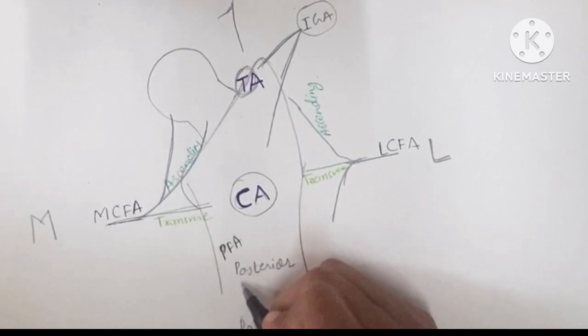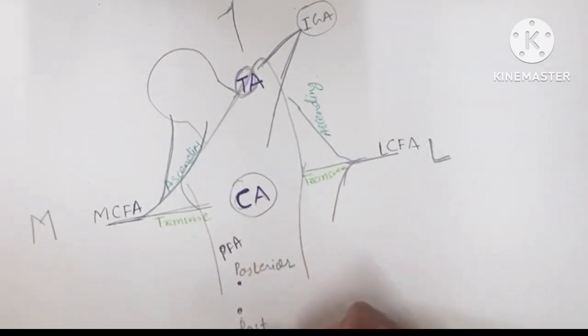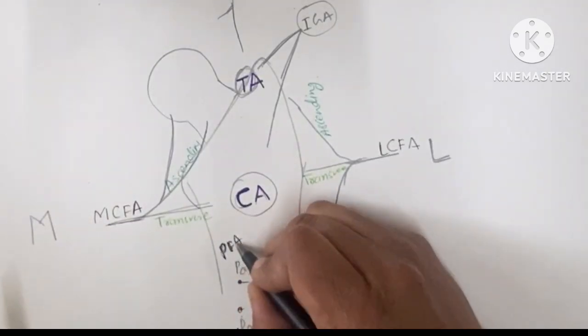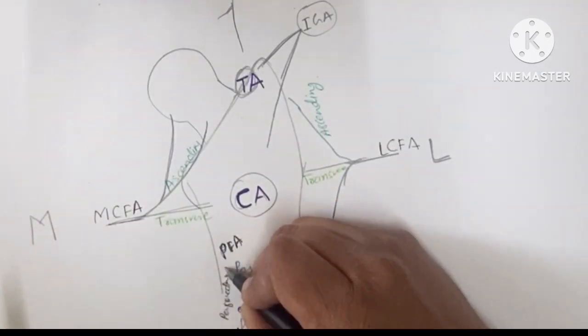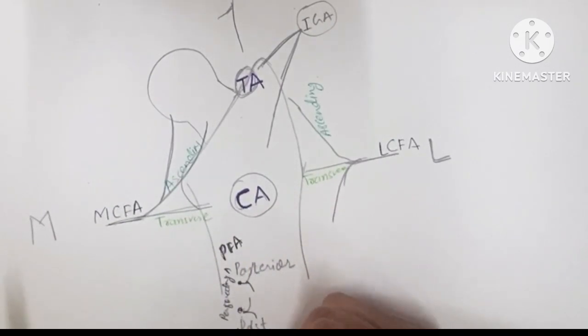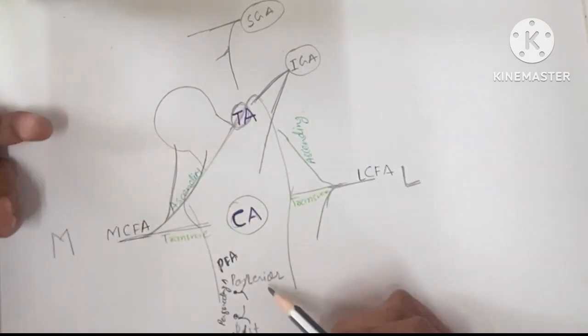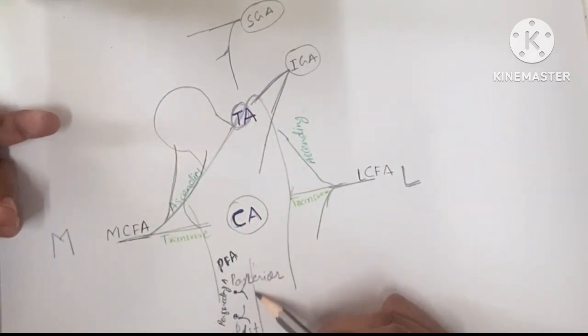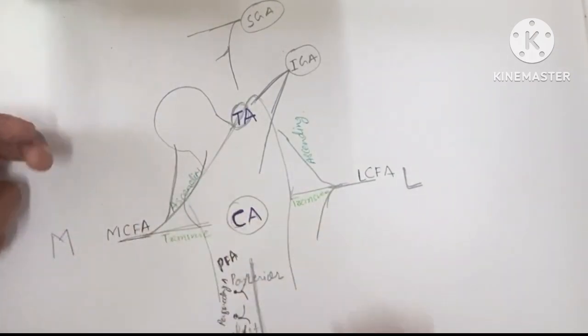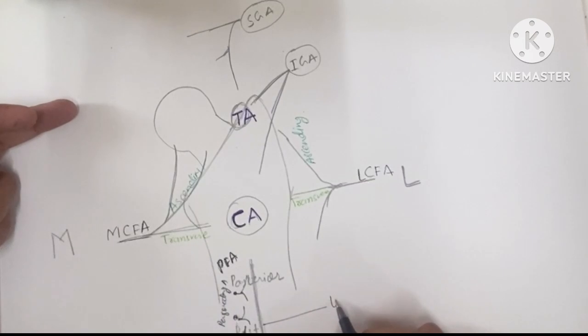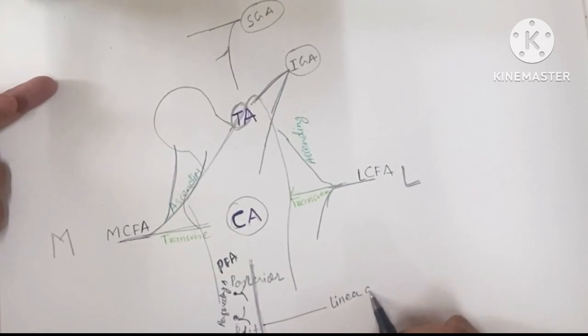Now the profunda femoris artery, a branch of the femoral artery, pierces the adductor magnus muscle and goes to the posterior compartment. It has 4 perforating arteries. Each perforating artery has an ascending branch and descending branch. It pierces nearer to the linea aspera. So in the midline posteriorly, it is a bony prominence, the linea aspera.